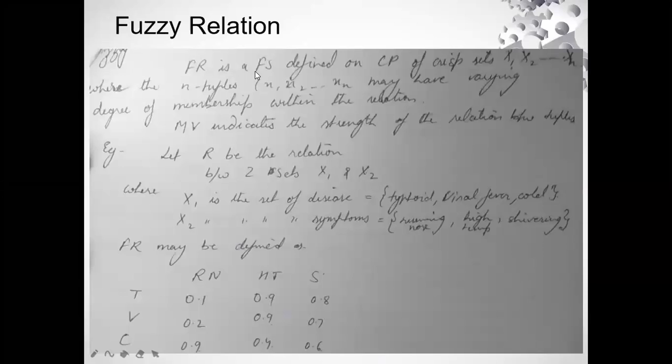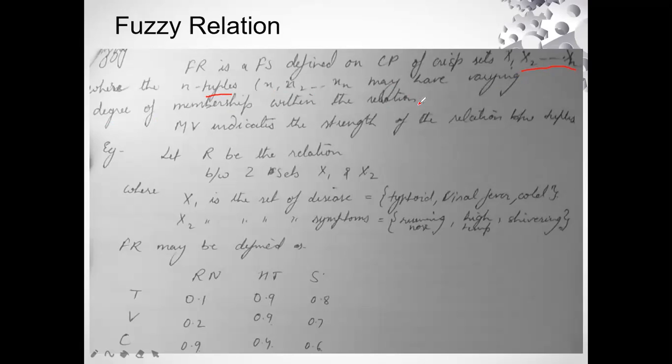Fuzzy relation is a fuzzy set defined on the Cartesian product of crisp sets, that is x1 to xn. That means x1, x2 till xn, where there are n tuples. When I say n tuples, I mean the rows. The n tuples x1, x2, xn may have varying degrees of membership within the relation.